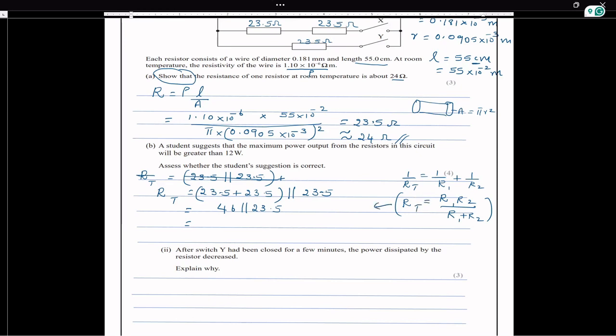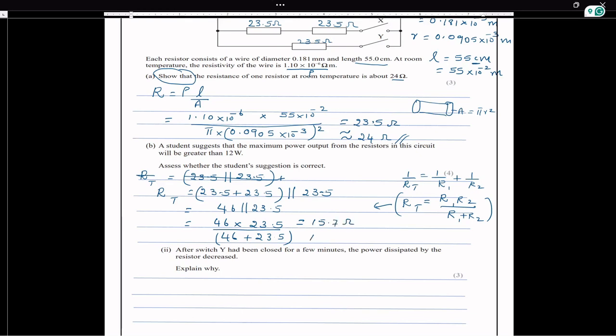I'm going to use it here in an easy way. So the total resistance is the product, 46 times 23.5 over 46 plus 23.5. On calculation, this gives an answer of 15.7 ohms.